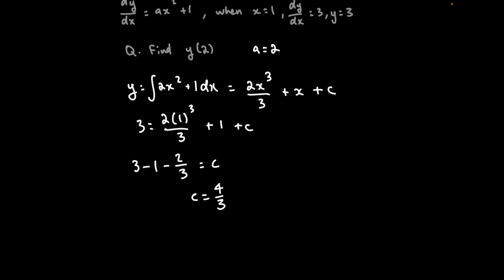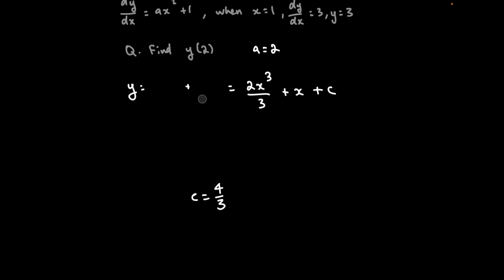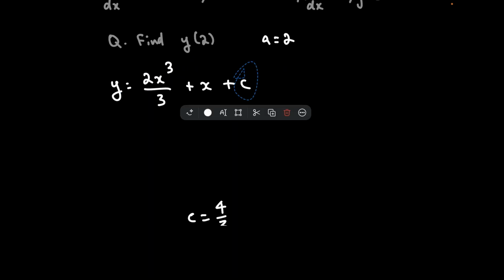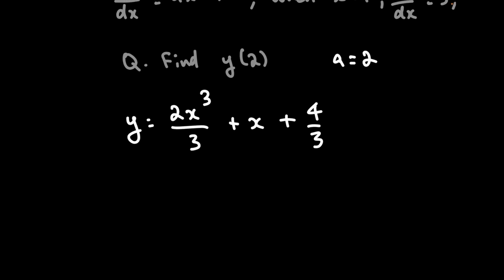Okay, so now that we have c equals 4 over 3, we now have that the original equation for y is really just the same as 2 over 3 x cubed plus x. And we know that the value of c is 4 over 3. So we're going to write plus 4 over 3 like this. But we haven't answered the question yet. We still need to work out what the value of y of 2 is.